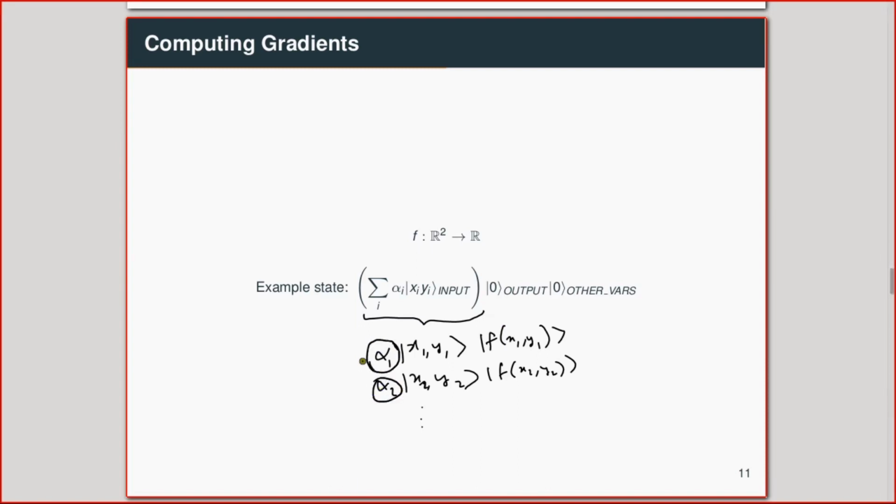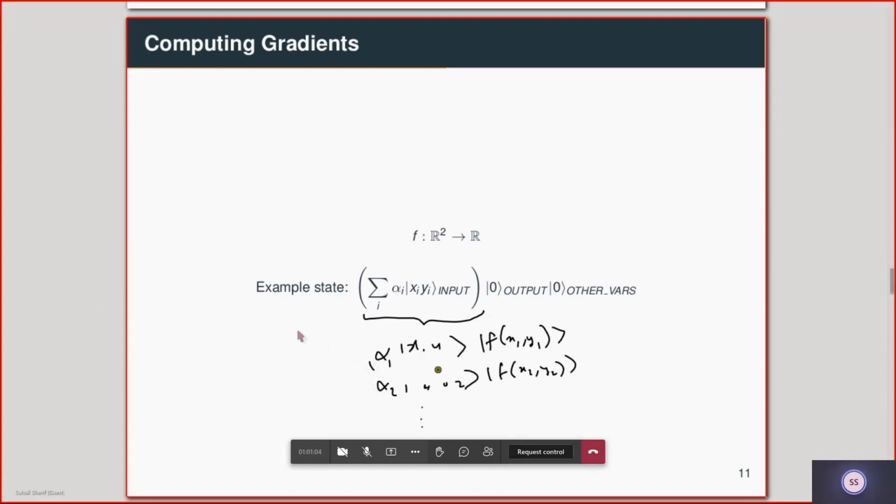Because that's how quantum works. Each basis state here is going to proceed as if there were no other states. So it would get f(x1, y1). This basis state will get f(x2, y2). And then you do the same linear combination that you had started with. So you get the same coefficients. All right, so this is what an example state looks like.